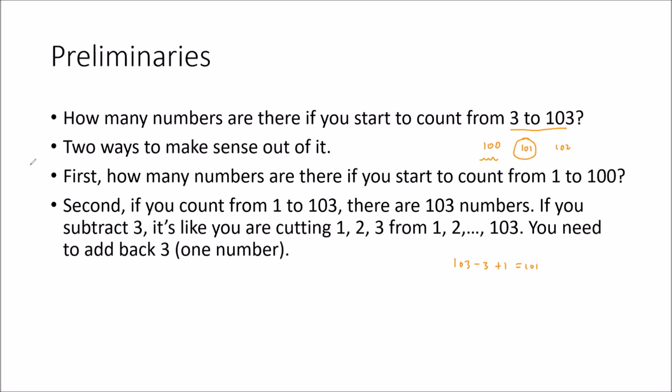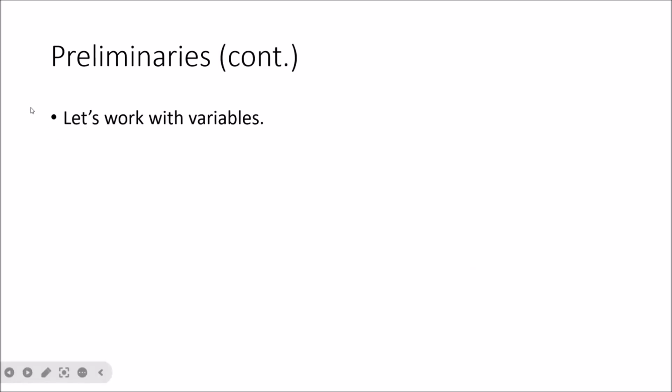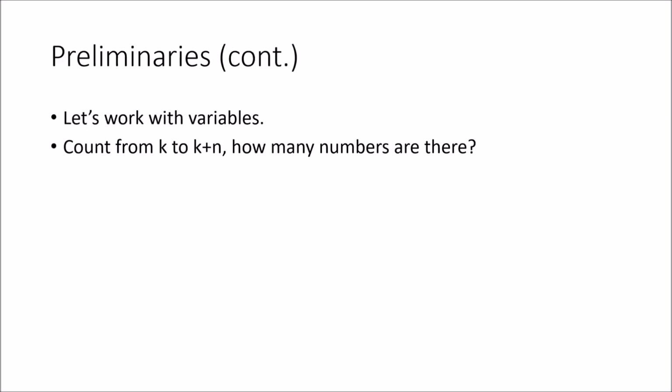All right, so this kind of thinking, please keep in mind because we're going to use that for some formulas. All right, let's work with variables. Let's say you count from k to k plus n. How many numbers are there? You have k, then k plus 1, dot, dot, dot, then k plus n. By a similar argument, it should be k plus n minus k, but you need to add 1 back. So actually there are n plus 1 numbers. From k to k plus n, there are n plus 1 numbers.